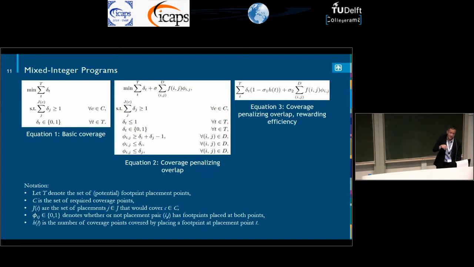The second instantiation here, we wanted to try and penalize overlap, right? So some notion of overlap is good. In general, sensors at the periphery are less performant than they are in the center of the field of view.